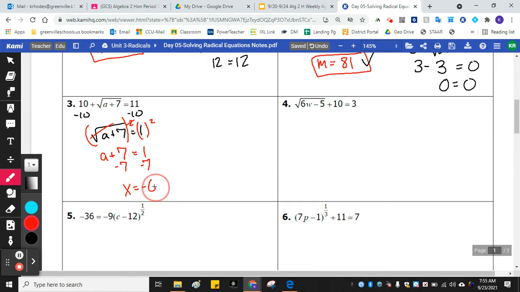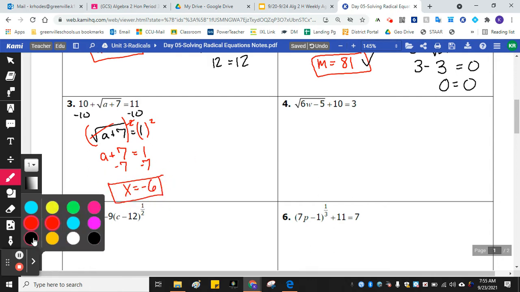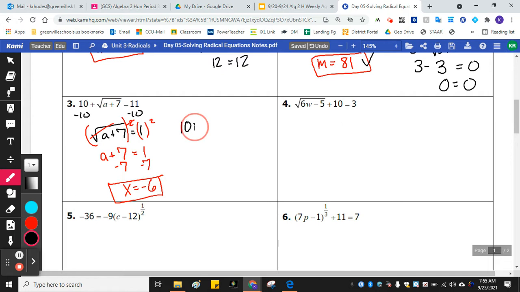X equals negative 6. Check your answer. So 10 plus the square root of negative 6 plus 7 equals 11. 10 plus the square root, negative 6 plus 7 is 1. Square root of 1 is 1. 11 equals 11. That works.